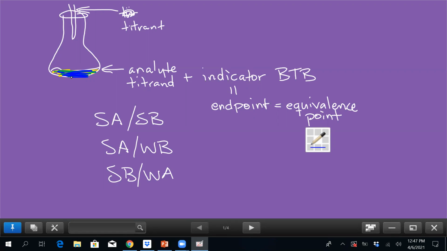Okay. So what I want you to do is make sure you read acid-base titration. I don't remember on what page of your lab manual it is, but read that lab before you walk in here tomorrow.